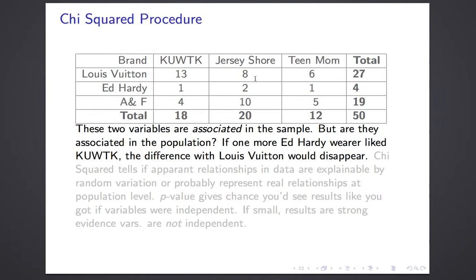But what we're interested in is whether they're associated in the population. That is, in the population as a whole. Are, say, Louis Vuitton wearers more likely to watch Keeping Up with the Kardashians? Notice if, for example, one Ed Hardy wearer switched to liking Keeping Up with the Kardashians, it would then be 50%, which is even higher than Louis Vuitton. So is the difference that we're seeing, even though they're big as conditional proportions, is that are we likely to see a similar difference the next time we took a sample of a similar size?